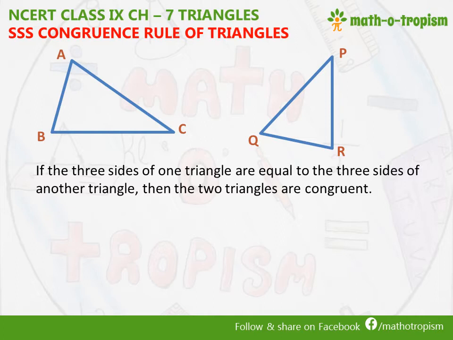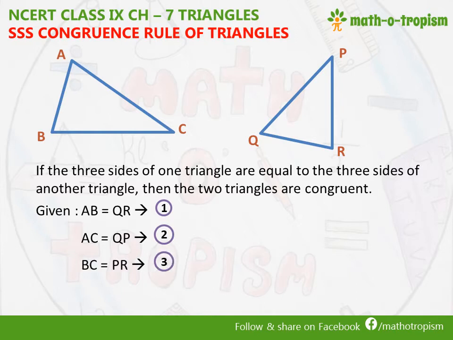So assume that from the given sum we have AB is equal to QR, we'll keep as equation 1. AC is equal to QP, we'll keep it as equation 2. And BC is equal to PR, we'll keep as equation 3. Now we need to name the two congruent triangles since all the sides are equal. Now we have to start comparing. Let us take the first two equations.